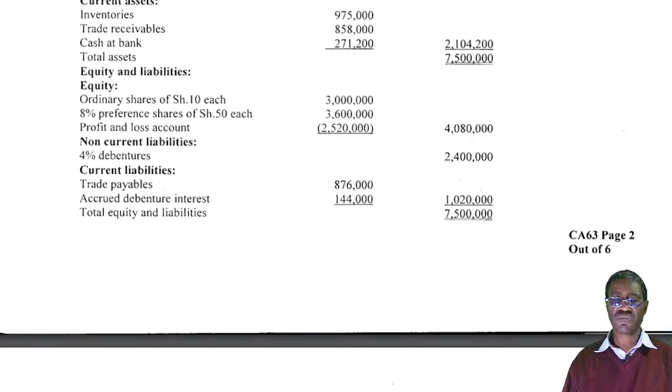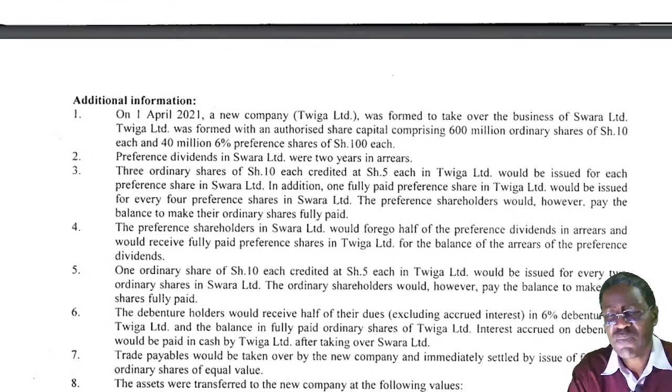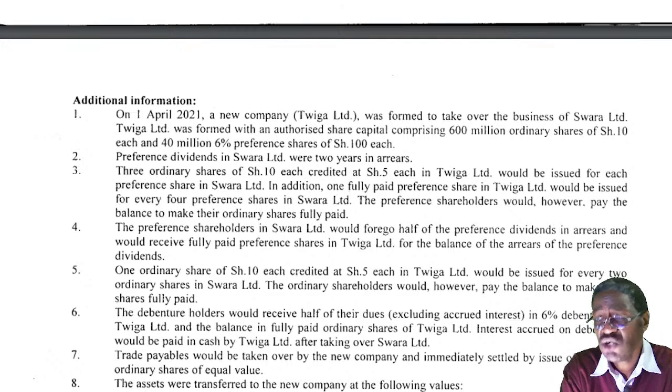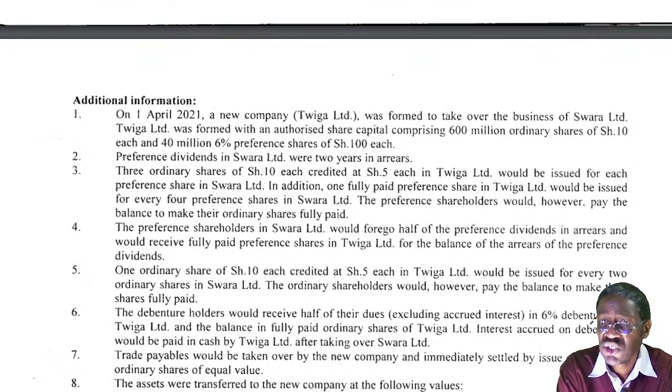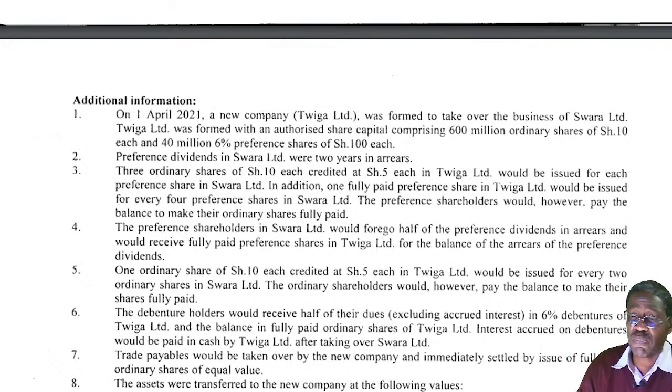Let me roll the question. Additional information. Number one says, on 1st April 2021, a new company, Twiga Limited, was formed to take over the business of Swara Limited. Twiga Limited was formed with an authorized share capital comprising 600 million ordinary shares of shillings 10 each and 40 million 6% preference shares of 100 each.